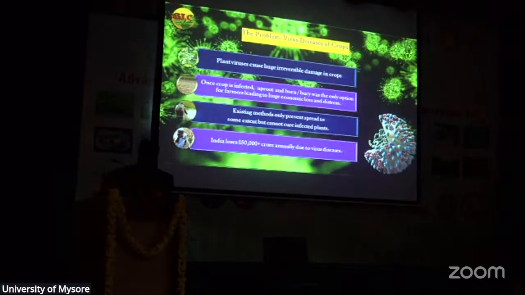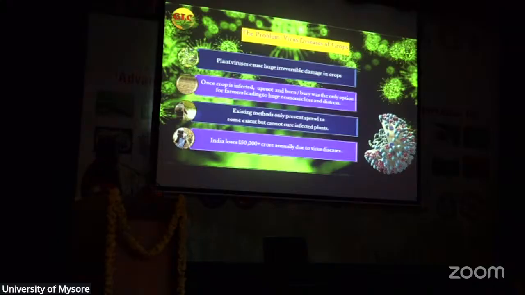Plant pests cause huge irreversible damage in crops. Once a crop is infected, uproot and burn or bury was the only option for farmers, leading to huge economic loss and distress. Existing methods only prevent spread to some extent, but cannot cure infected plants. Only preventive methods are available.